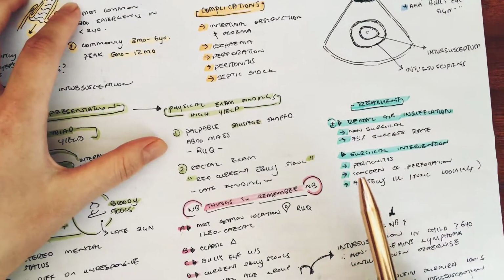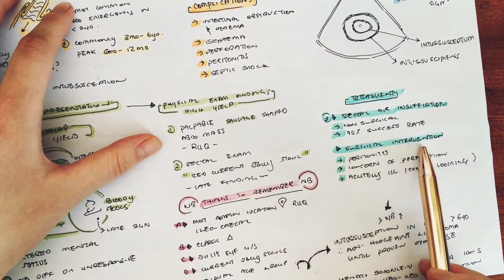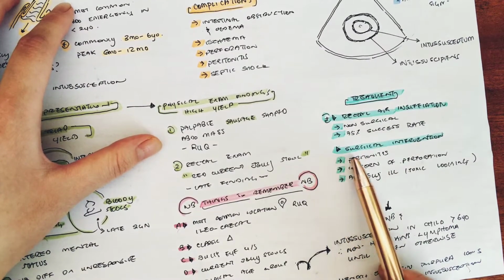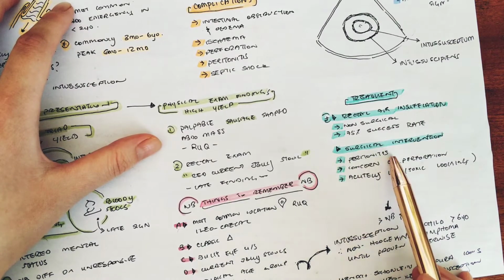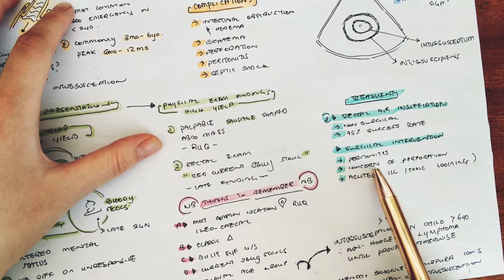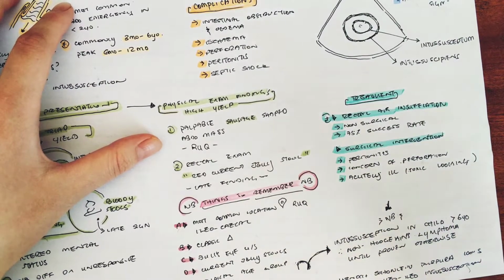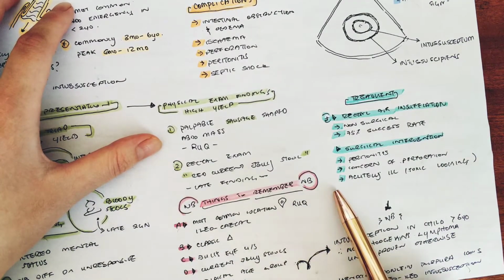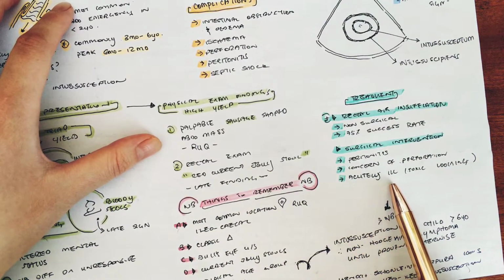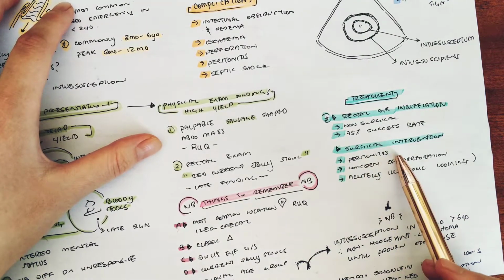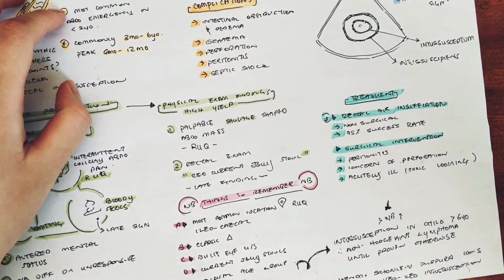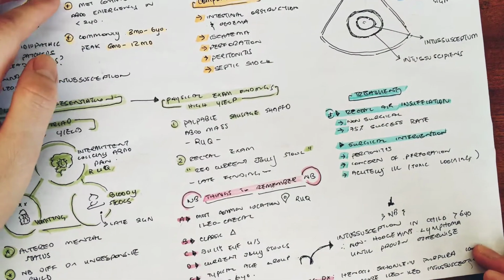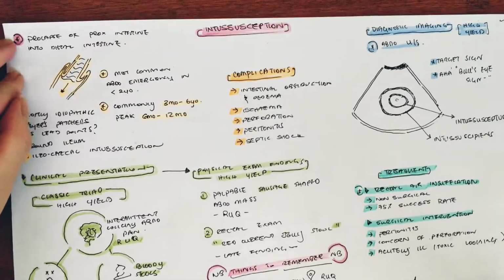Okay, so next we could have surgical interventions. With surgical intervention, the indications for that would be peritonitis, concern of perforation, so you want to treat it surgically before it perforates, and if the patient is looking acutely ill. So acutely ill kind of ties in with the peritonitis, because acutely ill could indicate that the perforation has already occurred. And that is it for intussusception.